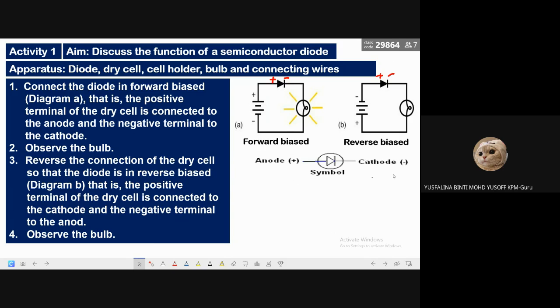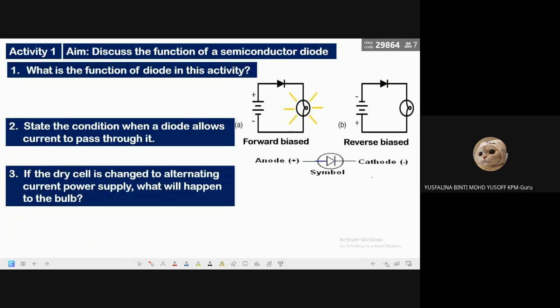So, forward bias, reverse bias. What is the function of the diode? It allows current to flow in one direction only. Of course, this is a DC, a dry cell, so of course there will be flow in one direction only. And the condition when a diode allows current to pass through it is forward bias.